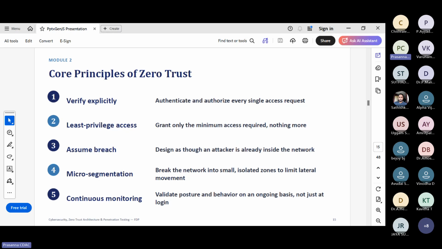And these are the principles. Verify explicitly, that is, authenticate and authorize. I hope you know the difference between authentication and authorization. Authorization is the major thing which decides which room or which place you can occupy. Suppose you have entered your department; that is authentication, meaning you are able to enter using your ID card or something. But which place you are authorized to sit in, that defines the authorization.